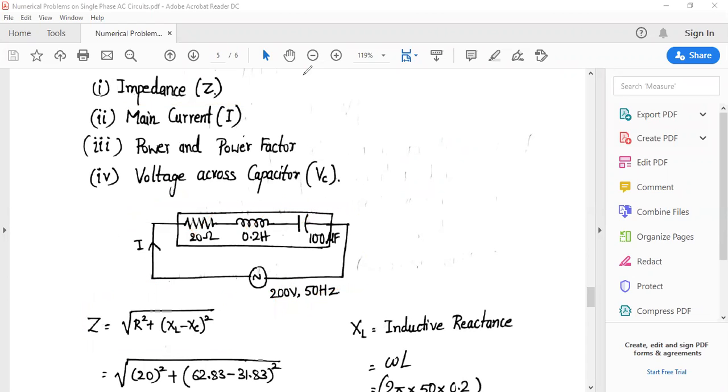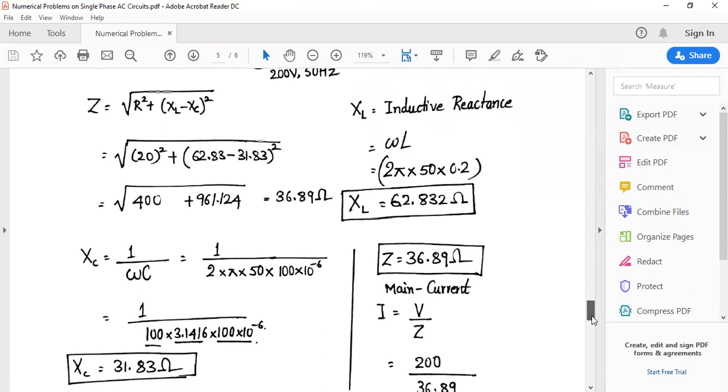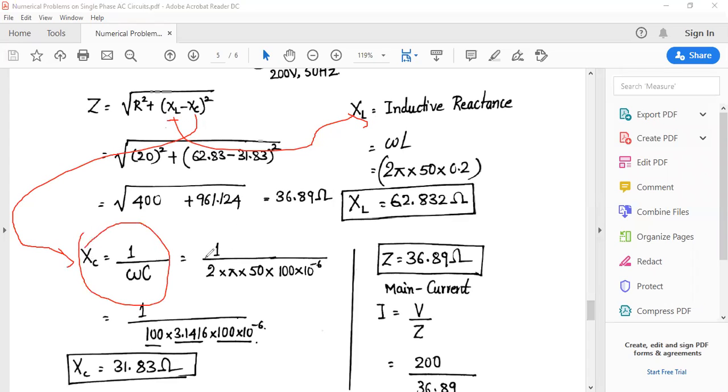So what you can find out first is XL and XC. So let me write it here. You have to find out XL, which is inductive reactance, and XC, which is capacitive reactance. So XC is 1 divided by omega C. So XC value, you can write it as 31.83. So this is how you can get it. So 1 divided by 2 pi into 50 into 100 microfarad, 1 divided by 2 pi FC. So this is how we can calculate the value of XC as 31.83.